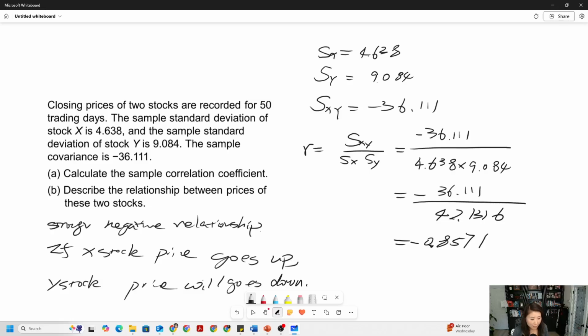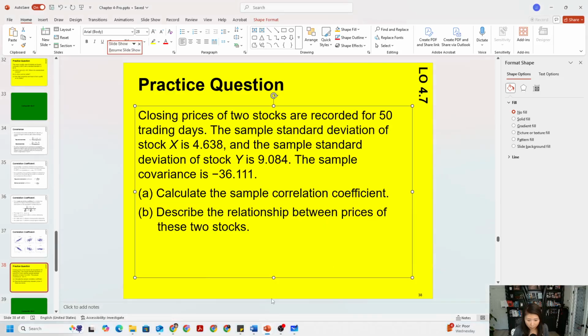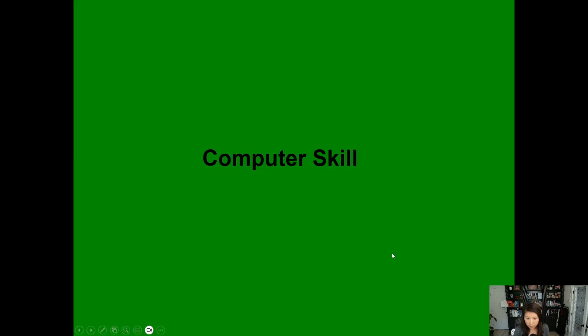Okay, so that is the end of this video. In our next video, what you're going to focus on is the computer skill, to learn how to use Excel to calculate the covariance and the correlation coefficient, if I give you a data set versus just giving you the standard deviation and the covariance value.